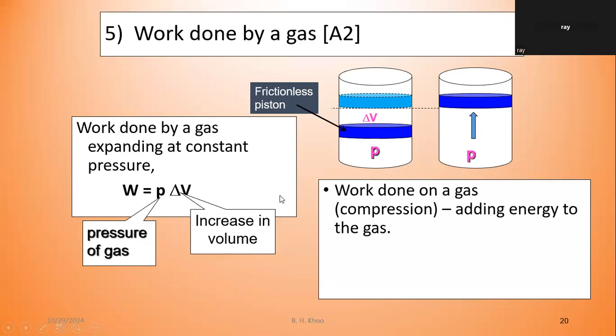Work done on gas. Right? We distinguish the type of work done. Work done on gas is compression, adding energy to the gas. Work done by gas, expansion, is when the gas expands. So that is called work done by the gas.